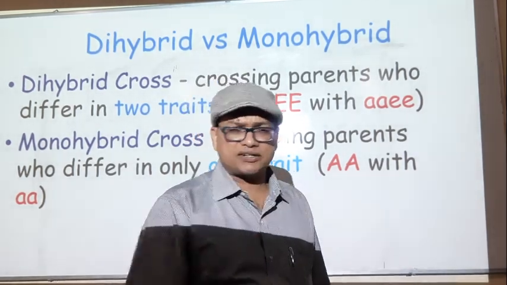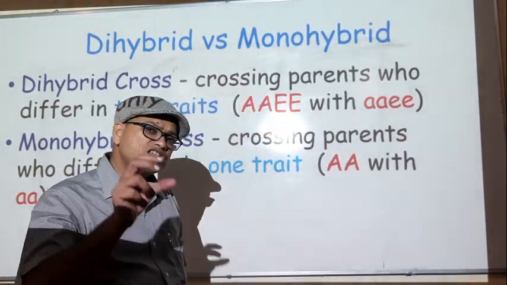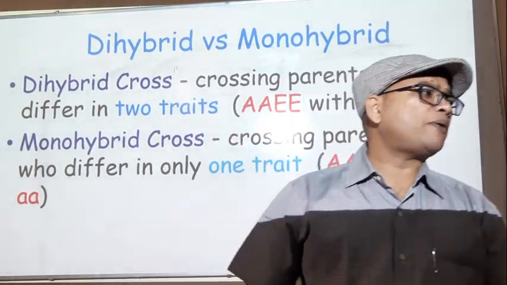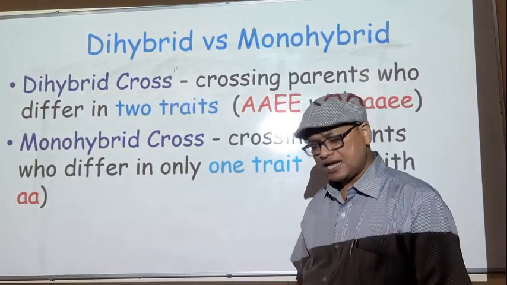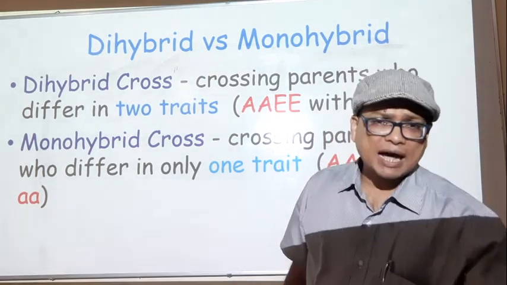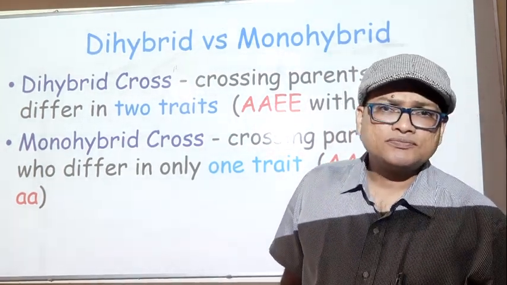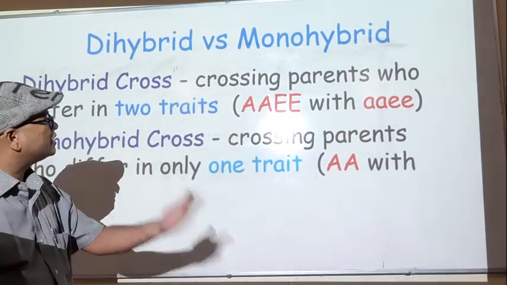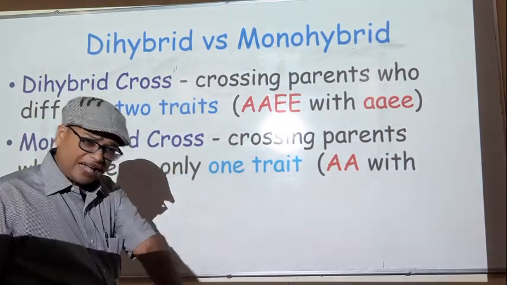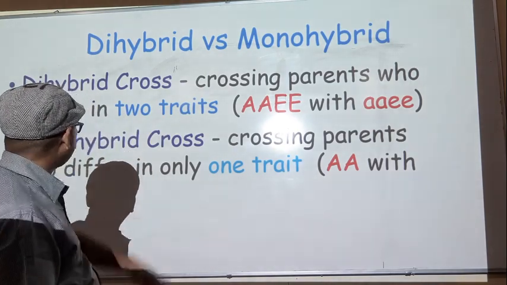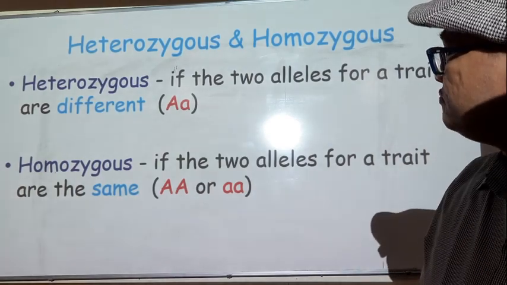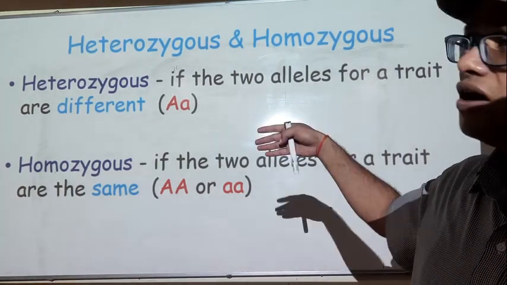These are the two characters. So when we are focusing on the two characters for the crossing between the parents, then this type of cross is called a dihybrid cross. It may be trihybrid, polyhybrid cross. If the focusing characters are more than two, then it will be called a polyhybrid cross. So dihybrid cross and monohybrid cross. Heterozygous and homozygous, already we have studied.